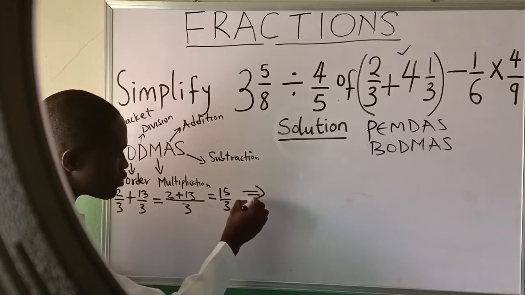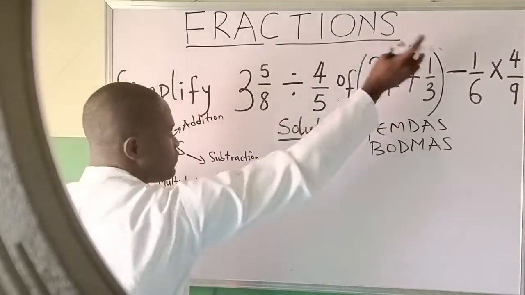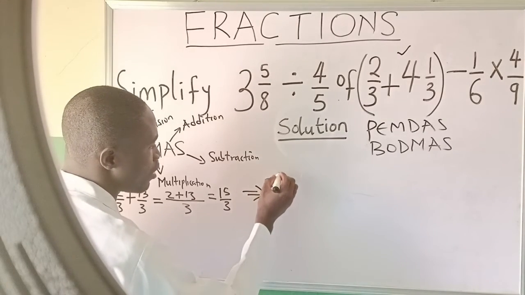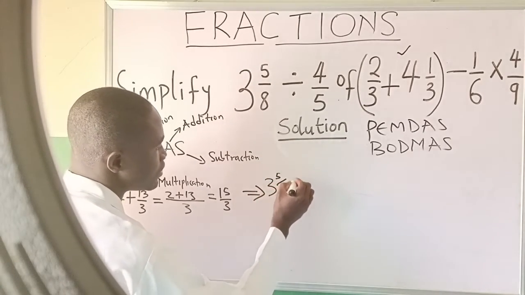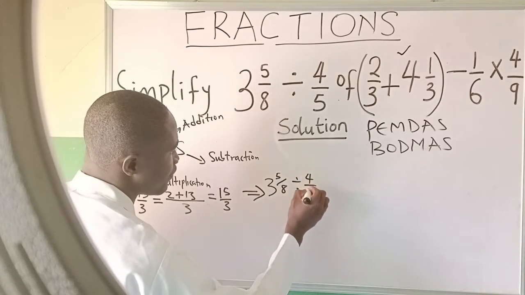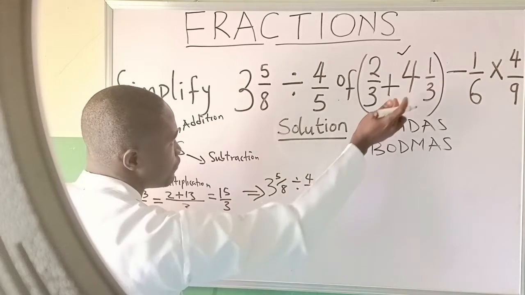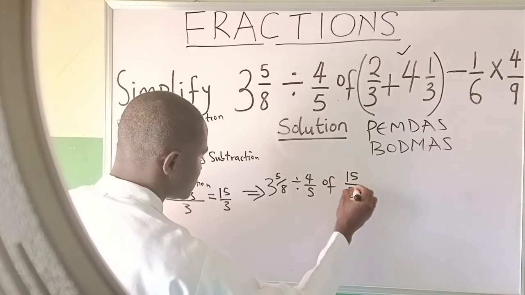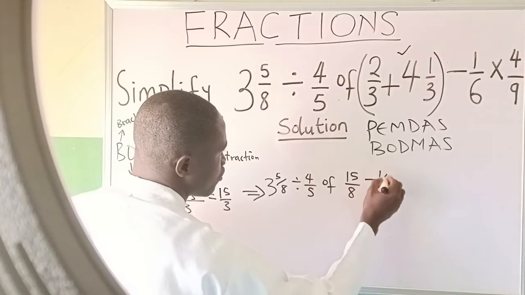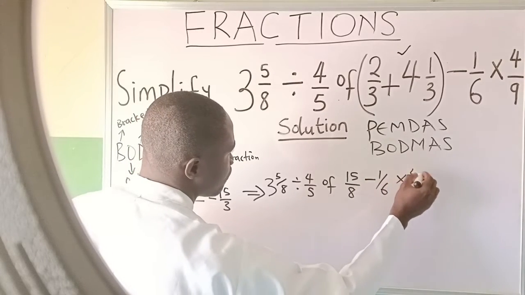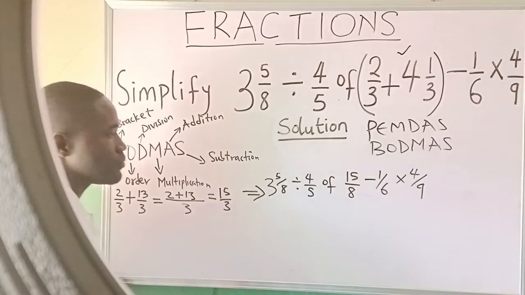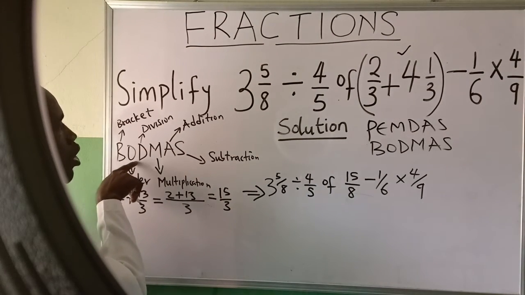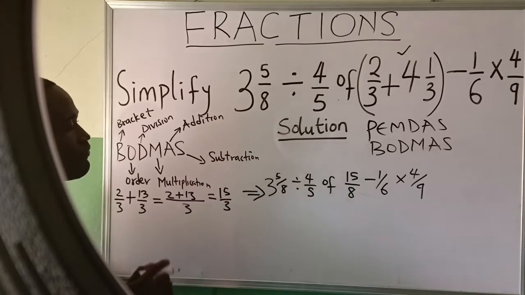That implies that, what should I have? I remove this and put 15 over 3. That will be, start from the beginning, 3 whole number 5 over 8, divided by 4 over 5 of, remove this and put 15 over 8, then minus 1 over 6 times 4 over 9. I'm done with the bracket. I will go to the next one, order, which is of.